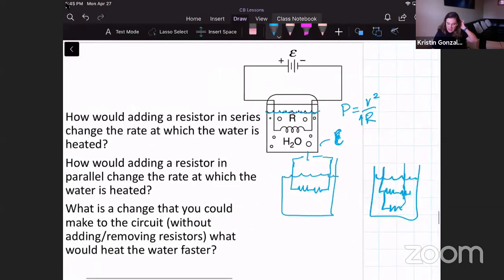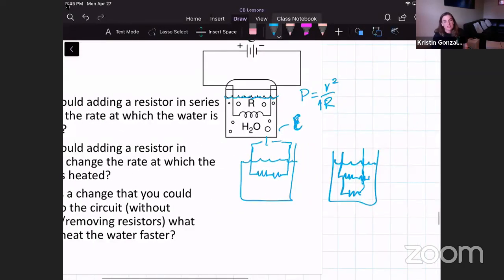Okay, what about if I add a resistor in parallel? What's that going to do? Well, adding a resistor in parallel is going to decrease my total resistance. So that's going to increase my power, right? So I'm getting more bang for my buck. I'm getting more energy in that same amount of time.